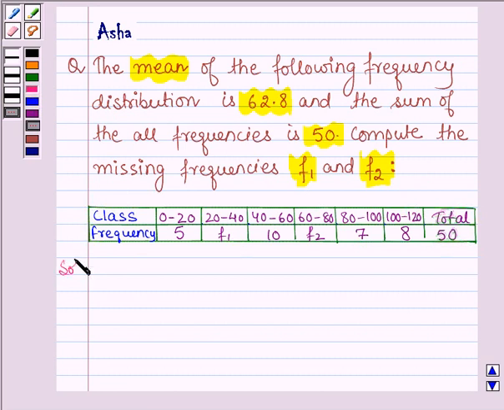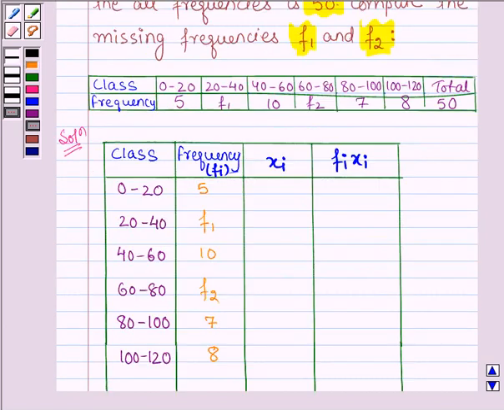Let's start with the solution. First let us make a table in which we shall write down the class in the first column, frequency in the second column, and in the third column we shall write down the midpoints of these class intervals, and then we shall write Fi into the midpoints of each of these class intervals. So let us make a table first. So this is the required table.